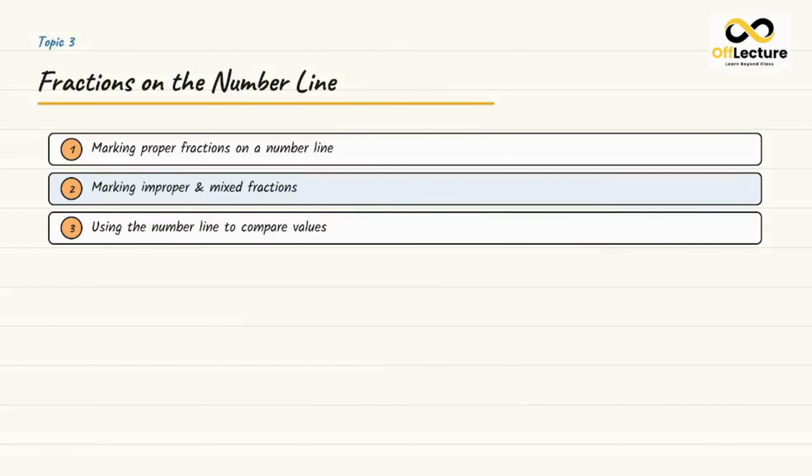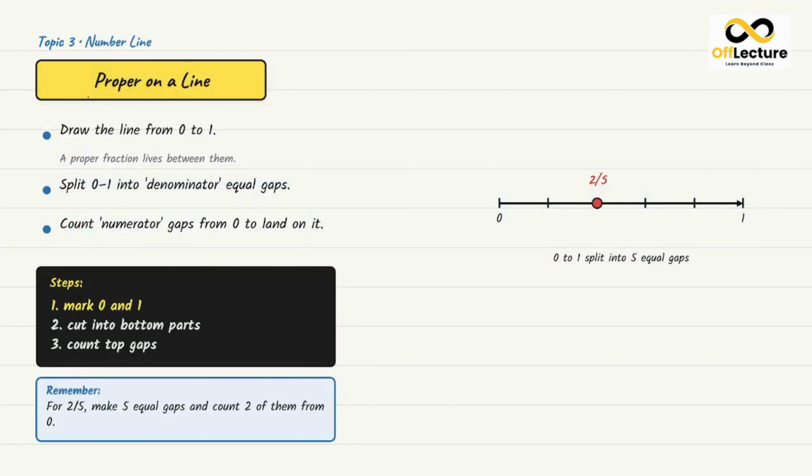So in topic 3, we will be covering three things. First is marking proper fractions on the number line, then marking improper and mixed fractions on the number line, and using the number line to compare the values. Okay, so let's start with the first topic, that is marking proper fractions on the number line.